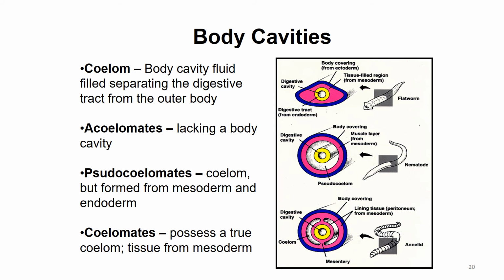Acoelomates lack a body cavity completely. All of their tissues come into direct contact with one another. Pseudocoelomates have a coelom, but it is formed between the mesoderm and the endoderm layers. True coelomates possess a true coelom, meaning it lies in the middle of the mesoderm tissue.